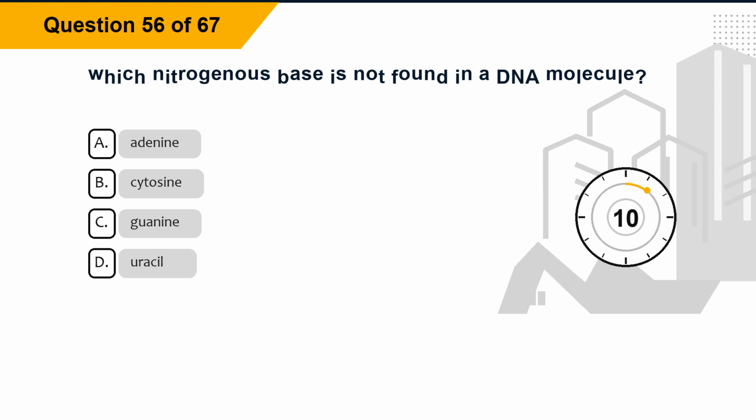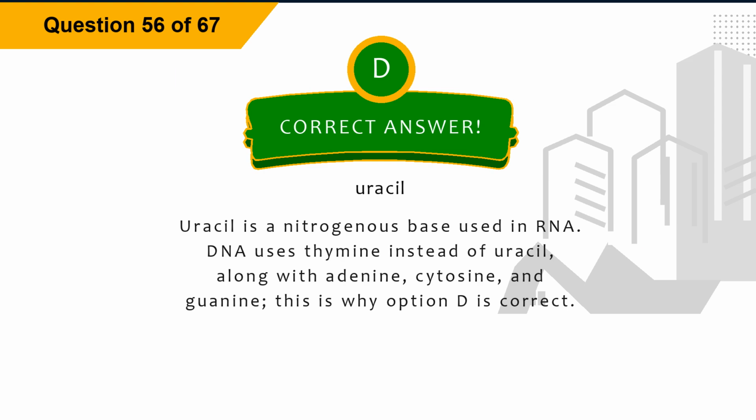Question 56. Which nitrogenous base is not found in a DNA molecule? Option A, adenine. Option B, cytosine. Option C, guanine. Option D, uracil. The correct answer is option D, uracil. Explanation: uracil is a nitrogenous base used in RNA. DNA uses thymine instead of uracil, along with adenine, cytosine, and guanine. This is why option D is correct. Question 57.